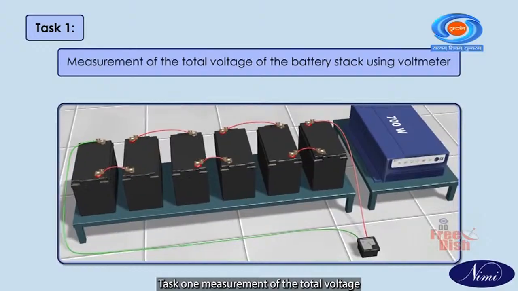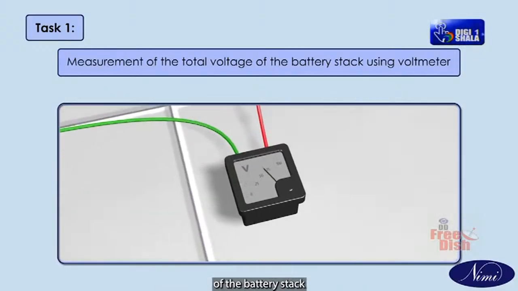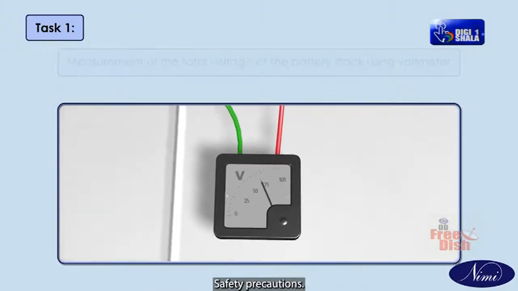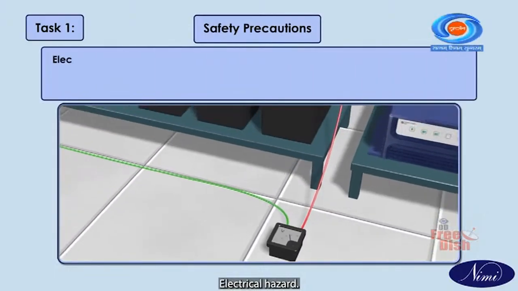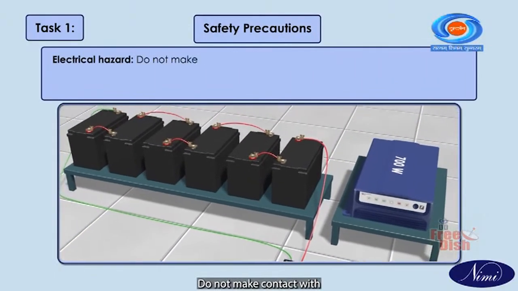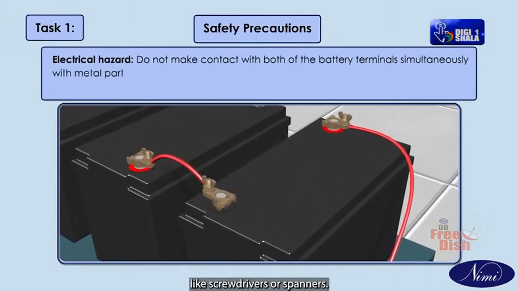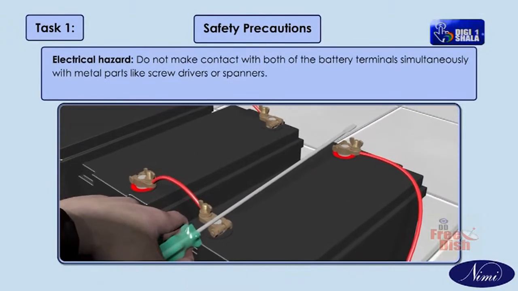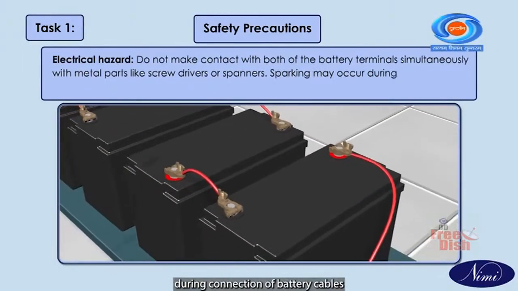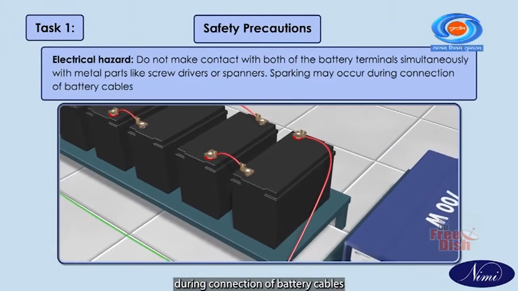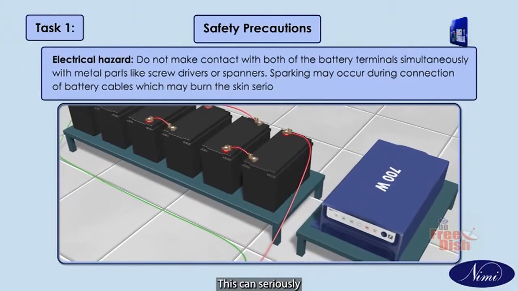Measurement of the total voltage of the battery stack using voltmeter. Safety precautions. Electrical hazard. Do not make contact with both of the battery terminals simultaneously, like screwdrivers or spanners. Sparking may occur during connection of battery cables, which may burn the skin seriously.